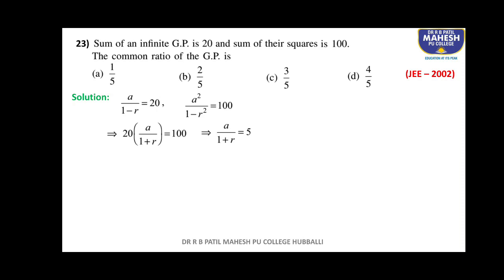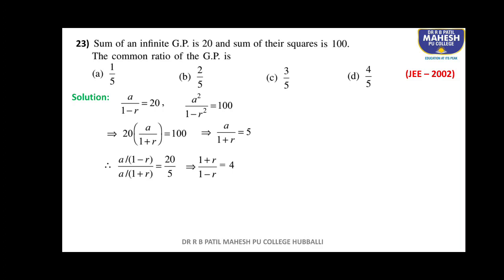Now we can consider that first equation and this third equation and again divide them. We have A divided by 1 minus R, divided by A divided by 1 plus R, is equal to 20 by 5. Now we can cancel A, and also the 5. Therefore we can write it as 1 plus R divided by 1 minus R is equal to 4.